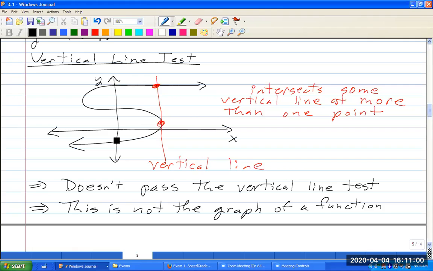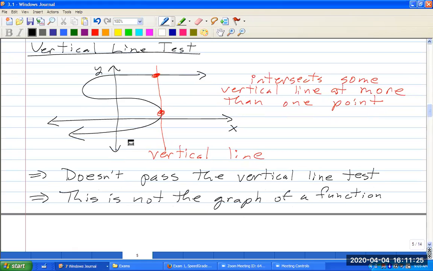So it intersects some vertical line in more than one location. So even though some vertical lines only intersect it at one location, if you can find at least one vertical line that intersects this curve in more than one location, then it does not pass the vertical line test. It is not the graph of a function.